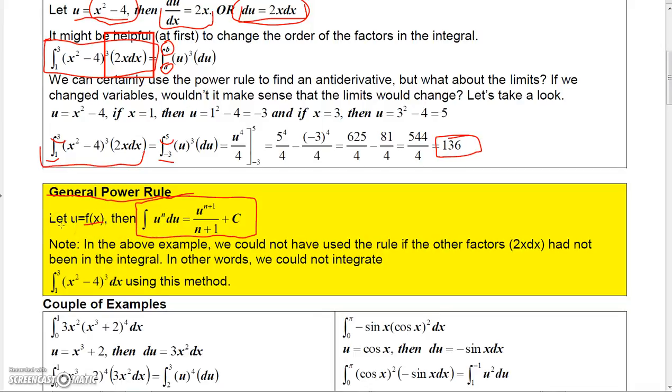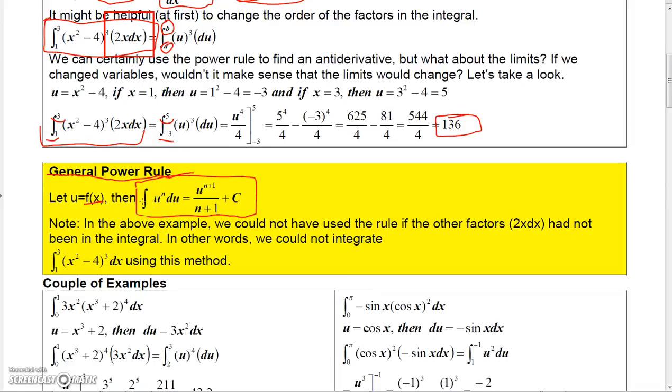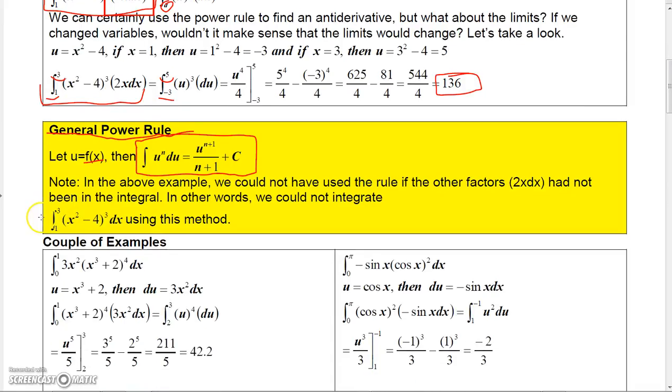Okay, now I'm going to show you in a minute how we can manipulate these functions so that we can get the integral into this form. But make sure you understand, the only reason I can work the ones that I'm going to show you is because I've set it up in such a way that I can get it in the proper form.